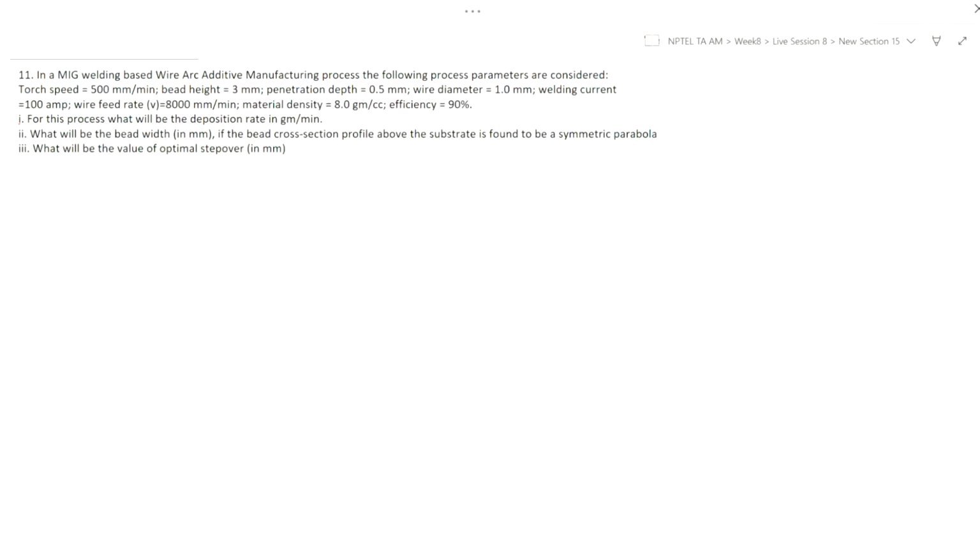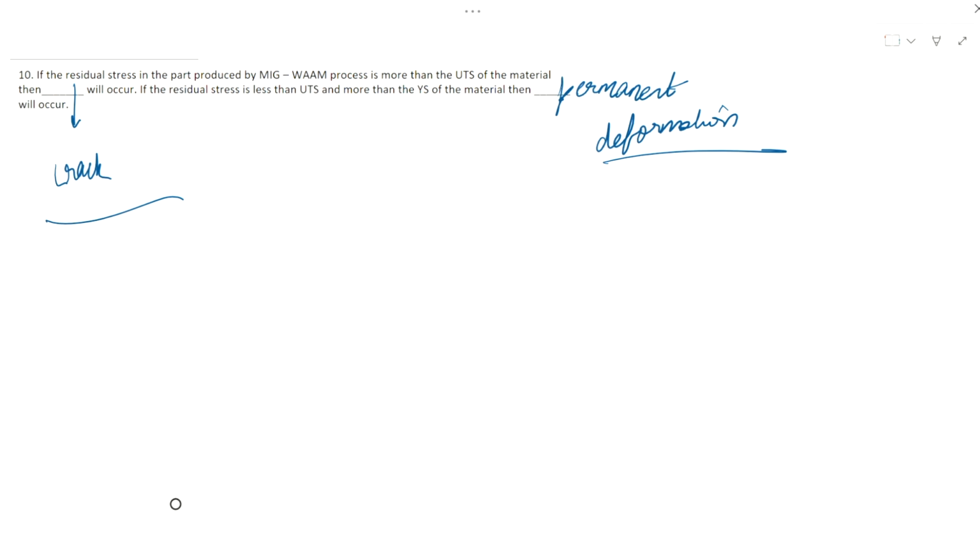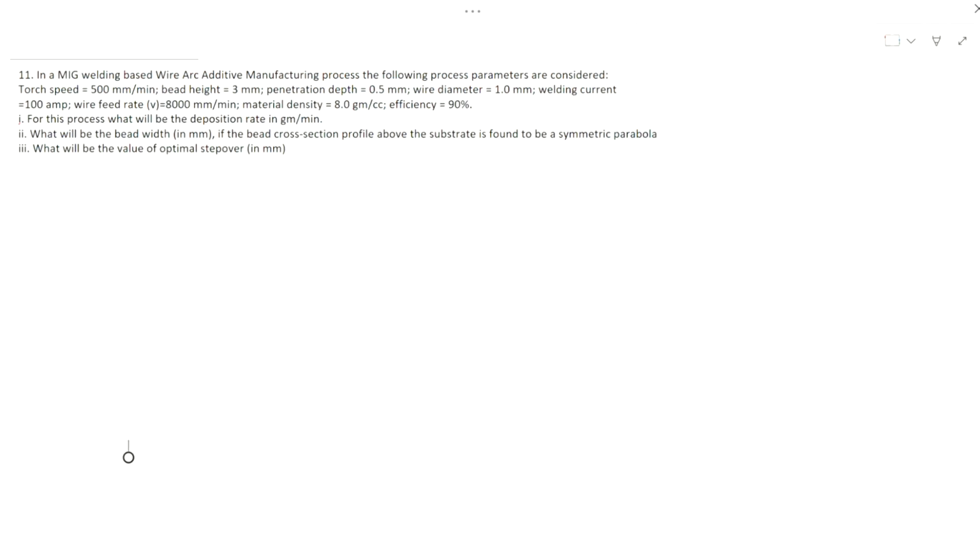Okay, so the subsequent question we already discussed about residual stress. Now we will move to another numerical where we have been given the deposition rate. It is a MIG welding based wire arc additive manufacturing process. The process parameters are given like torch speed, bead height, penetration depth, wire diameter, welding current, wire feed rate, material density, efficiency. So here it is asking the deposition rate in gram per minute.